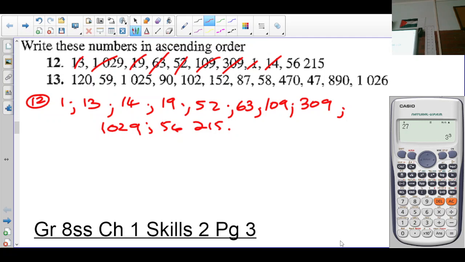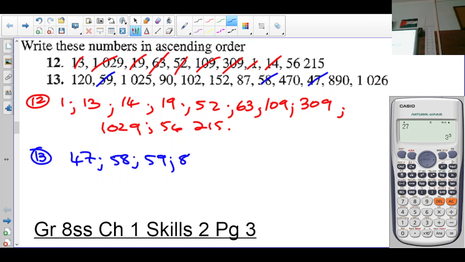Let's look at number 13. The smallest number? 47. Followed by? 58. Then? 59. Well, what do you notice by me scratching out? Somebody said 59 without saying 58. By scratching it out and putting a line through, it will ensure that I've accounted for every number. Okay? What's the next one?